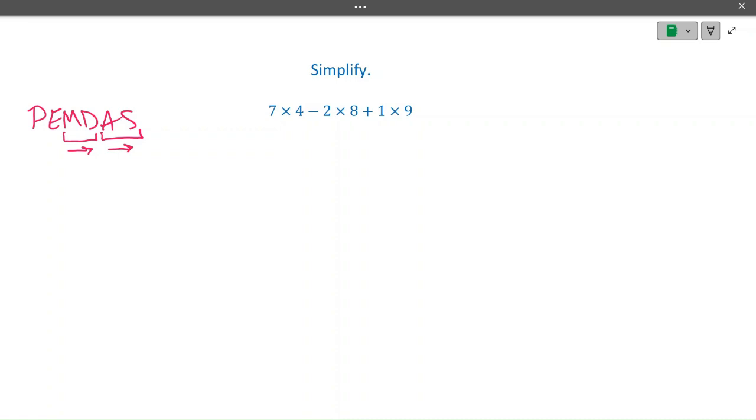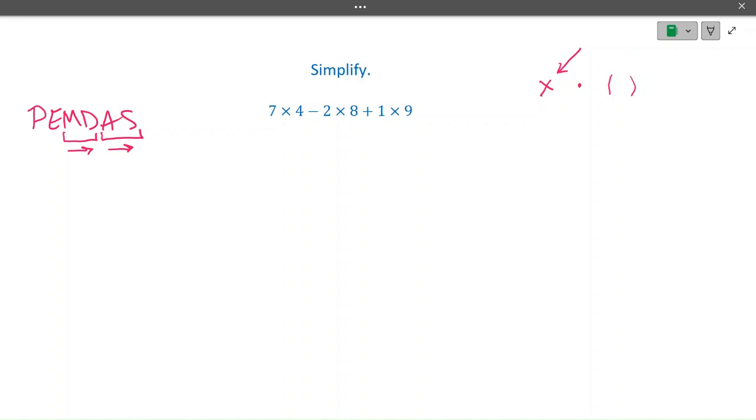Okay, our expression has a lot of multiplication in it. So in math, multiplication can be represented by this X. It could be represented by a dot, or it could be represented by parentheses. In this particular expression, it's represented using something that looks like an X.